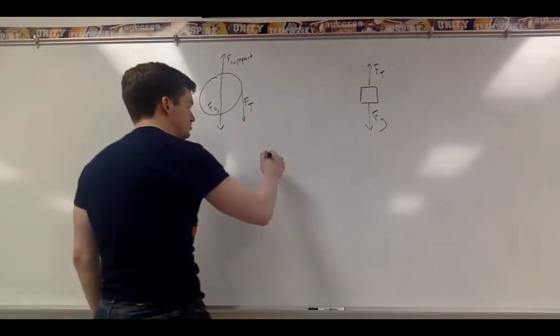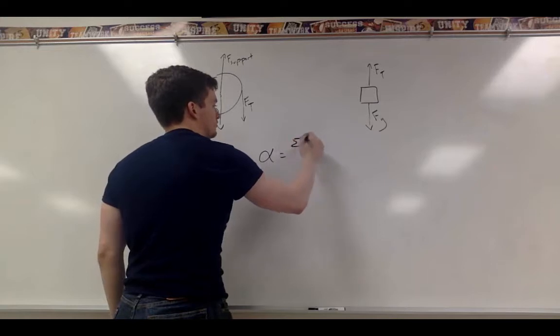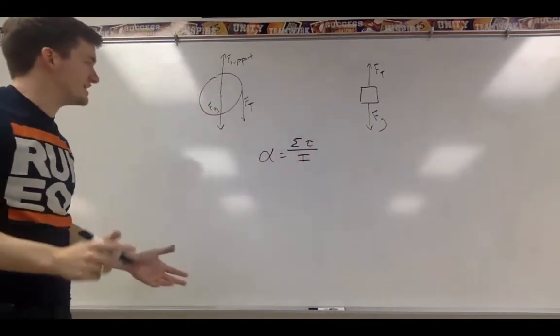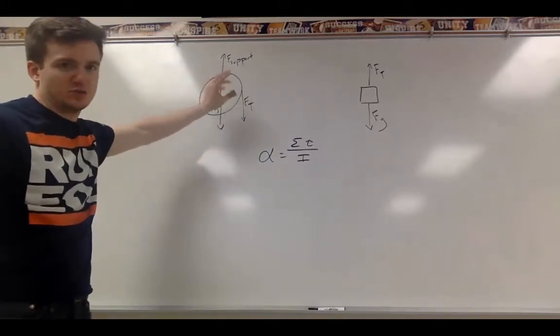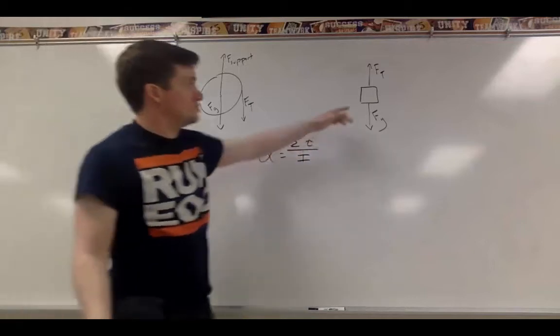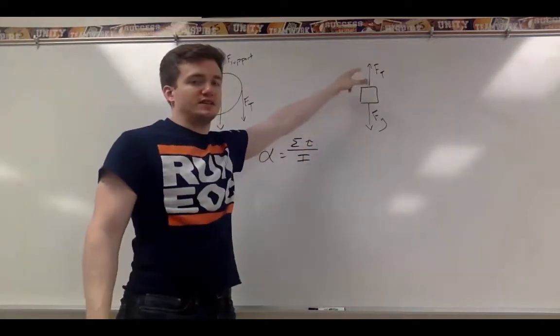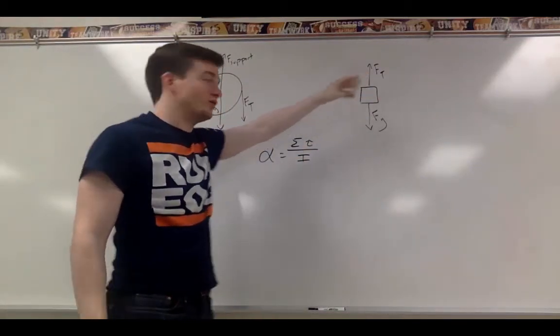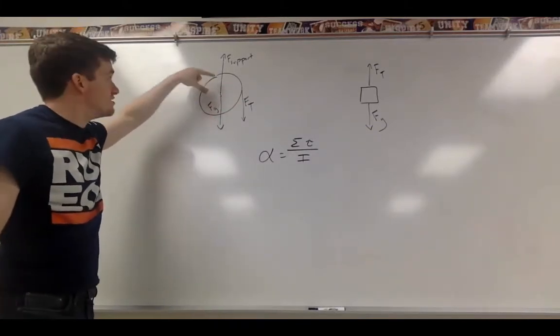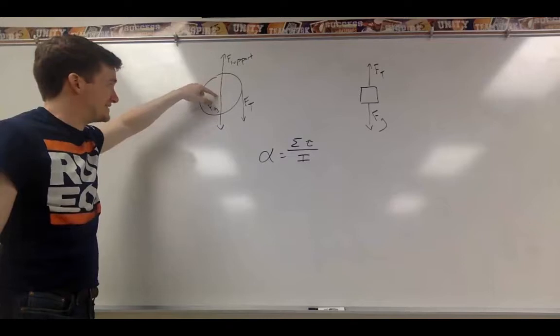So the first thing we're going to do is start off with the rotational version of Newton's second law, the idea that the angular acceleration is caused by the net torque on everything and the moment of inertia of everything. Well, neither of these forces are affecting the pulley directly, so we're going to ignore those forces. This force is not causing a torque because it's acting at the axis. This force is not causing a torque because it's acting at the axis.